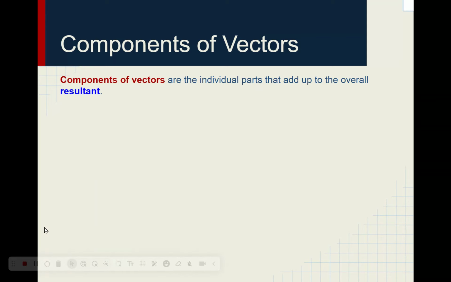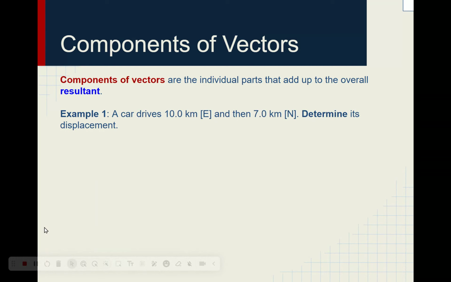Now, we're going to use something called components of vectors, and this is going to mostly look like we're drawing right-angle triangles. The components are the individual parts that will add up on the x and y axis to give us our overall resultant. The best way to see this is to look at a simplified question and draw the diagram from it, and then we can use those names while we're looking at it.